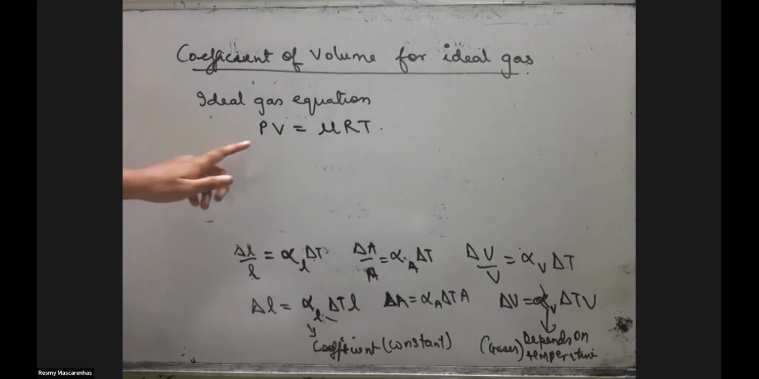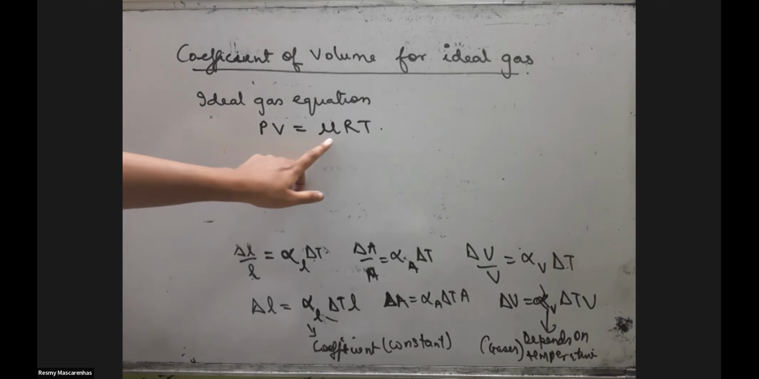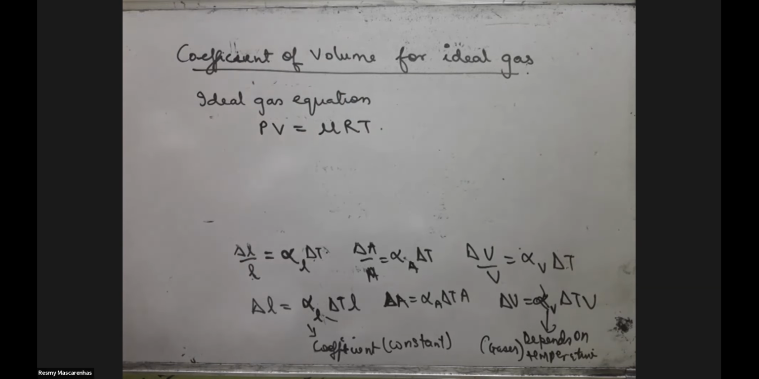All this was given. P is the pressure, V is the volume. Then mu is the number of moles, R is the gas constant, and T is the temperature. No need to write again. Just have to know the equation.